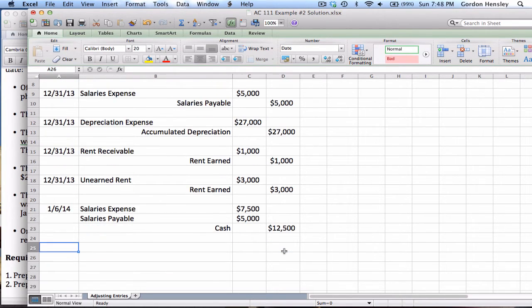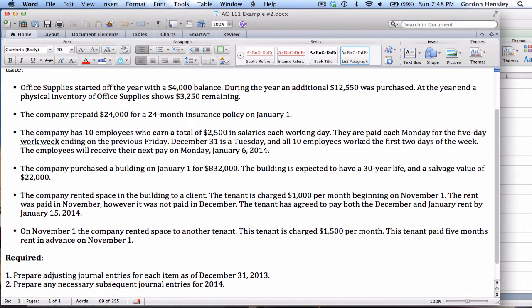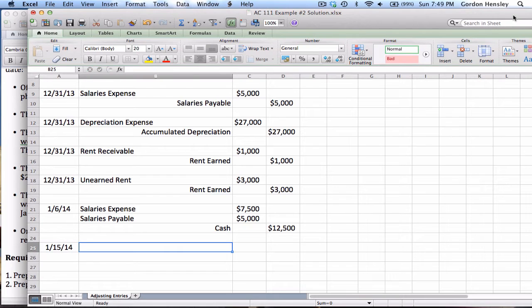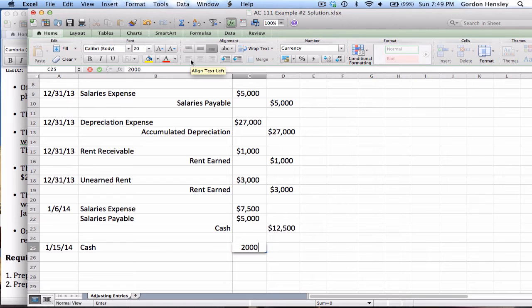And then we have one more entry, and this is also a subsequent journal entry. The other situation that we had was the rent situation, where this person was going to pay us finally for 2 months' rent on January the 15th. So on January the 15th of the following year, we're finally going to get this rent paid to us. So what they're supposed to do is pay us cash, so I can debit cash. Now they're going to pay us how much for 2 months? And it's $1,000 a month. So I'm going to debit cash $2,000.